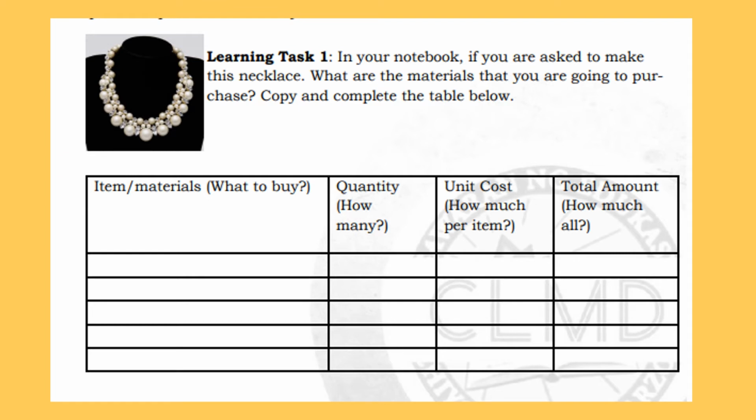For the learning task 1, in your notebook, if you are asked to make this necklace, what are the materials that you are going to purchase? Copy and complete the table. For the first column is item or materials, what to buy. For the second column is the quantity or how many. For the third column, unit cost, how much per item. For the fourth column is the total amount or how much all.